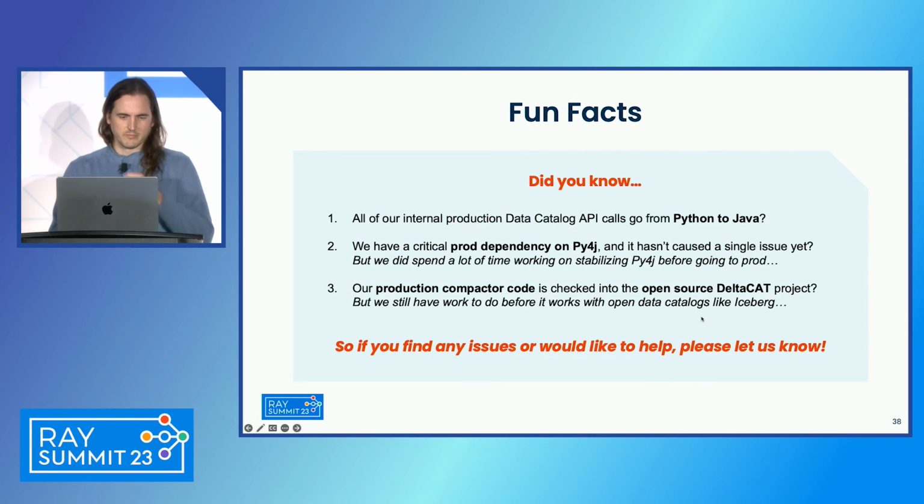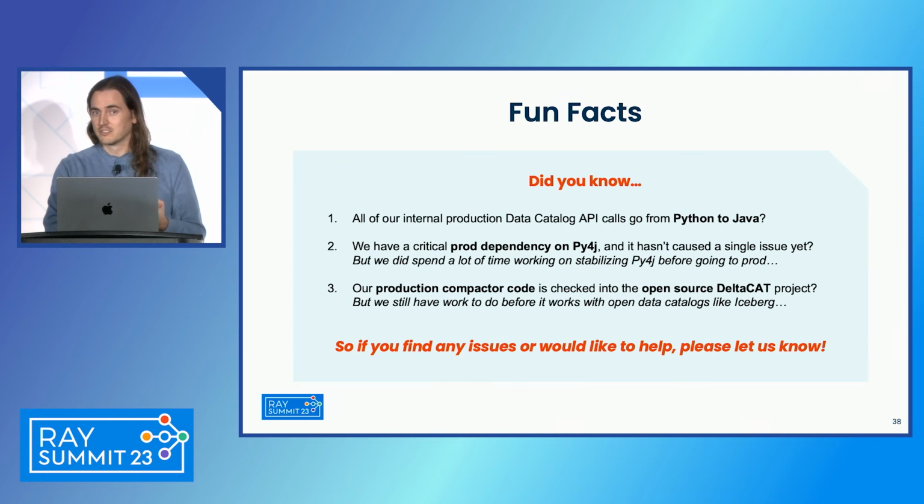Okay, so some fun facts about the migration here. Some things that you might not have guessed going into this is all of our production code actually calls into Java APIs via Py4j. So anybody out there that thinks you can't use Py4j in production, well, it actually is possible. I don't know if it's advisable. Don't do it. Don't put in Python to Java shims if you don't have to.